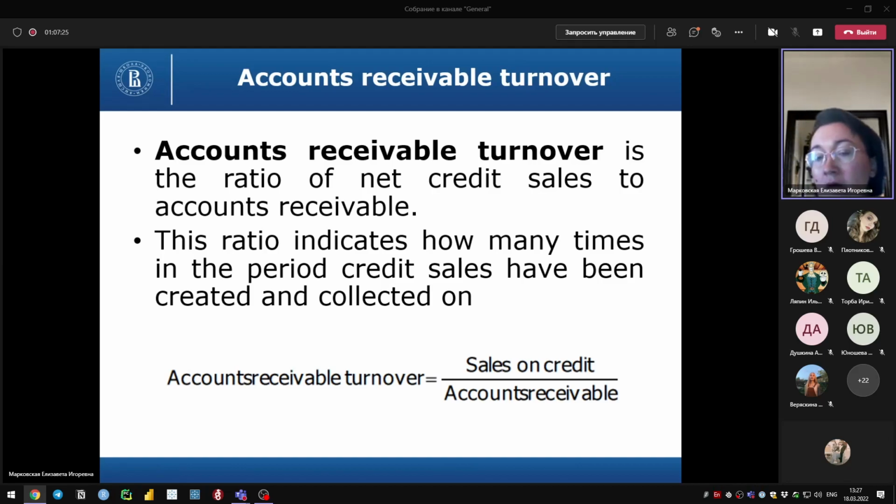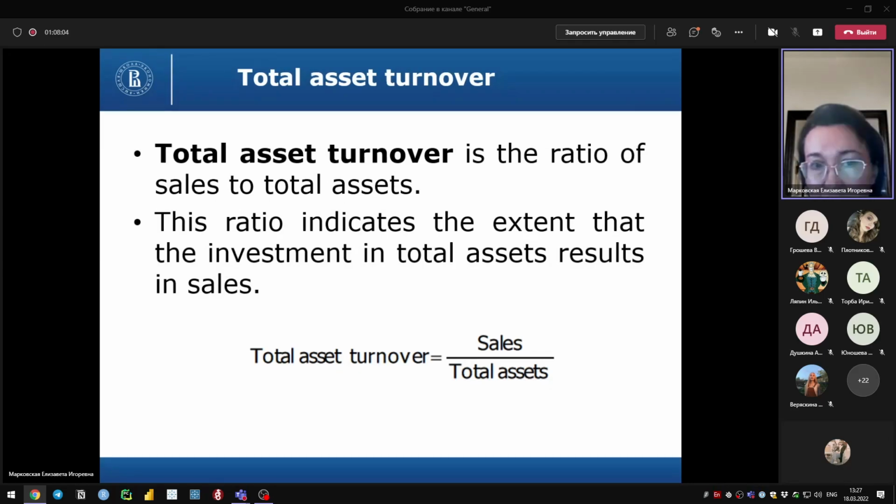And again, we have to find the values for several periods in order to compare, because there is no normative value. We have to compare with the industry average, but in the case of accounts receivable turnover and inventory turnover, we usually use the comparison with the indicators for previous periods.